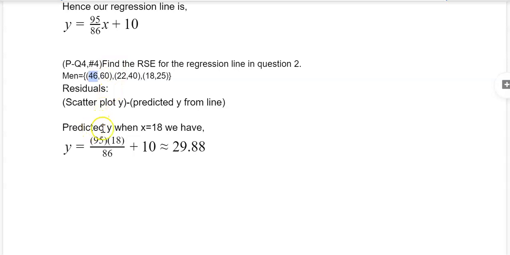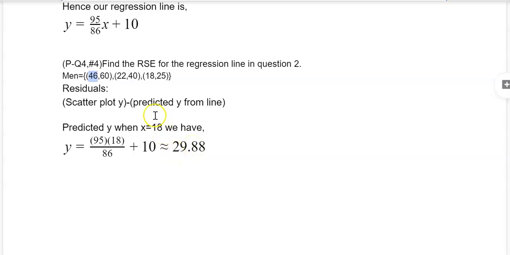So let's do the predicted y value when x is 18. You're going to put 18 in place of x right here. So that's what I've done here. It'll be 95 times 18 over 86 plus 10. And you can check in your calculator that's roughly equal to 29.88. Okay, so that's our first predicted y value.